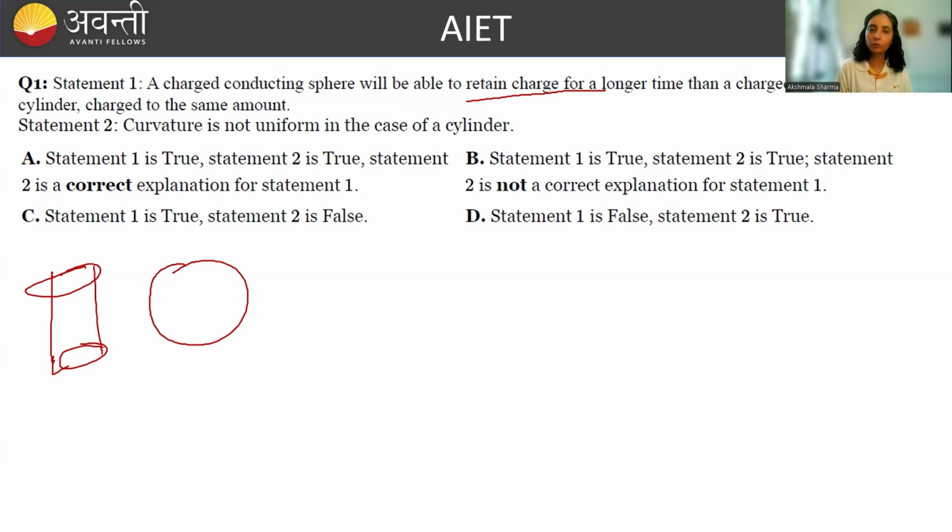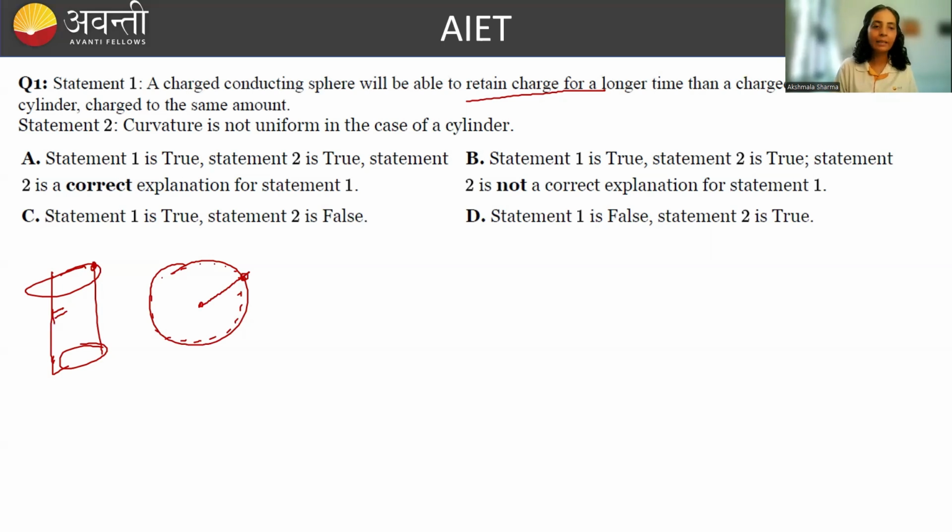If you look at these two structures, for the conducting sphere, every point on the sphere has the same curvature and the same radius, that is r. But the cylinder has some pointed regions, and the radius of curvature of those pointed regions will be very small, while the straight-line region will have a very large radius of curvature, right? So in their geometry there is a difference of curvature, and how is this curvature going to affect how long the charge will stay over there?